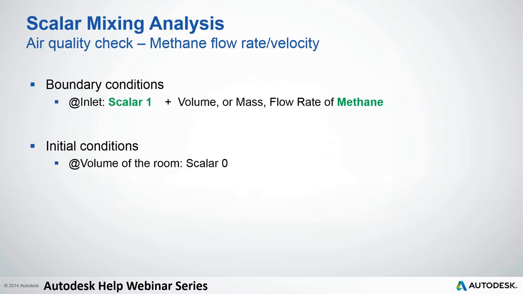For the first method, when I know the methane flow rate and the natural gas, I'm just going to talk briefly about it because I didn't find the information to be able to simulate it. For the boundary conditions at the inlet, I should define a scalar of one, so I would say that I have 100% methane going into the room, and then set either the volume flow rate, mass flow rate, or velocity of methane, not of the natural gas going into the room, only the methane. For the initial conditions, my room is initially filled with air, so air is represented by scalar zero.